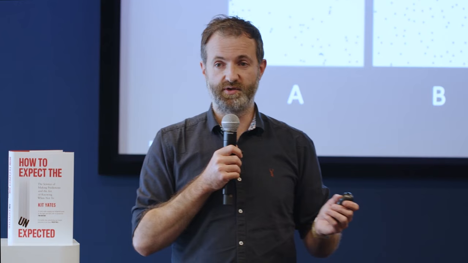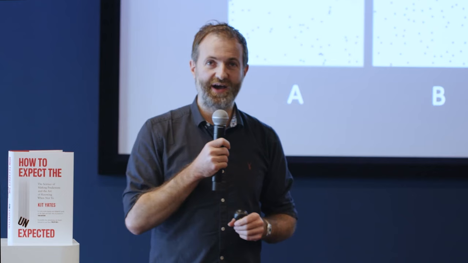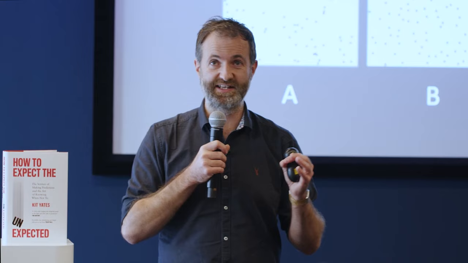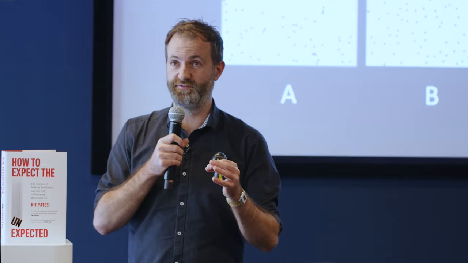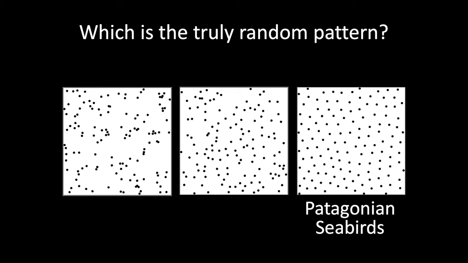I'll go backwards. So C is actually the nesting sites of Patagonian seabirds. Why did I choose this one? These Patagonian seabirds are very territorial. When they lay their eggs, they want to be spaced out from each other. They don't want to be too near to each other. But they all like to be in the same sort of geographical location because it's good for raising their chicks. It's nice and safe. But they don't want to be too near each other. So actually, these birds tend to be really well spaced out. And if you look at the pattern, it looks almost grid-like. You can sort of see the hexagonal or triangular lattice in there.